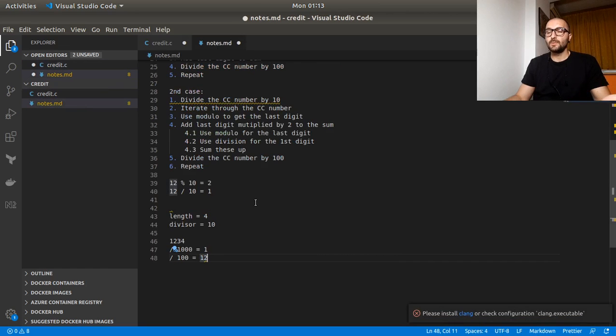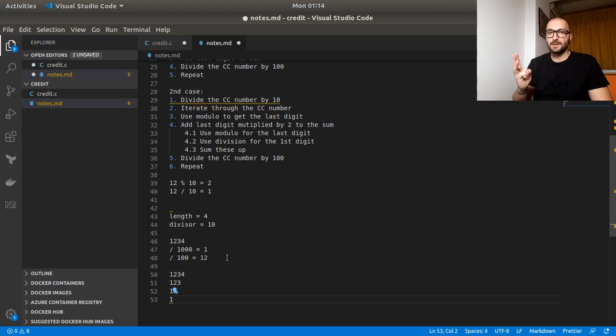But how would we count the length, the number of digits? For that, what I propose is we loop through it and we divide it by 10. So we have 1, 2, 3, 4. Again, we divide it by 10, we get 1, 2, 3, and counter goes up by 1. Okay, so we have 1 digit. Then we divide it by 10 again, we have 12, and it's 2 digits. Then we divide it by 10, and it's 1, and it's 3 digits. Then we divide it by 10, and then it's 0, and it's 4 digits. Okay, so the condition will be while the number is different than 0. That's how we get the length as well. So let's implement that here.